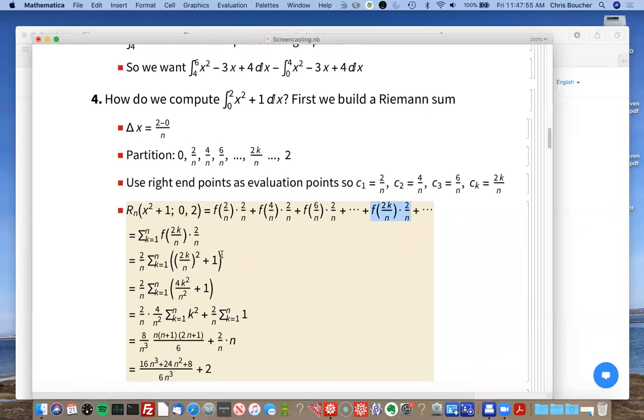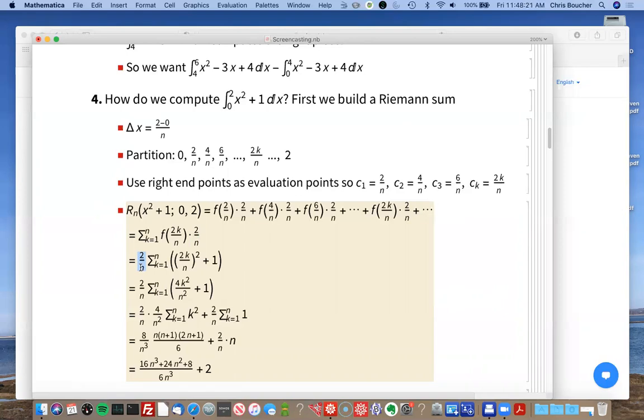All right, well, f is not an abstraction here. It's the function x squared plus 1. So f of 2k over n is 2k over n all squared plus 1. And notice that 2 over n is a constant with respect to the counter, right? k doesn't show up in the quantity 2 over n. So I can pull that constant outside the summation. That's one of our properties of sums from the very first section.